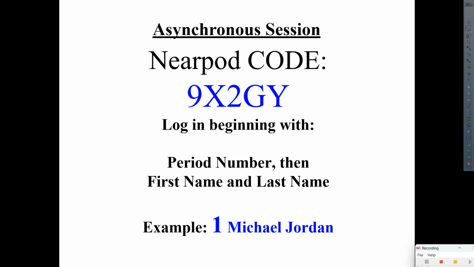Code 9x2gy, 9x2gy, 9x2gy. Okay, we good?